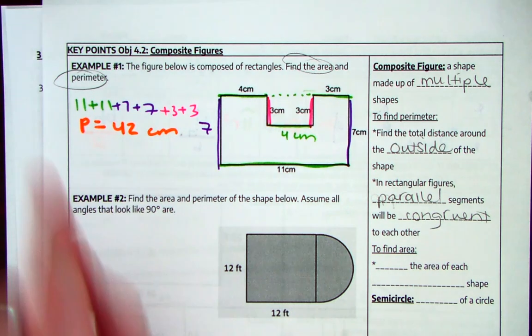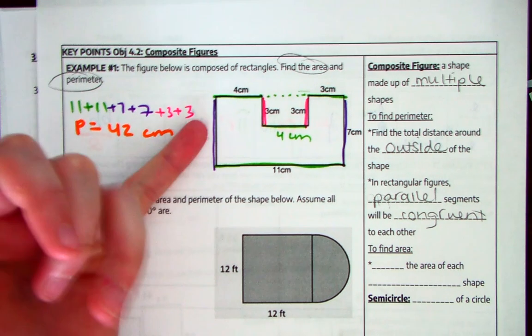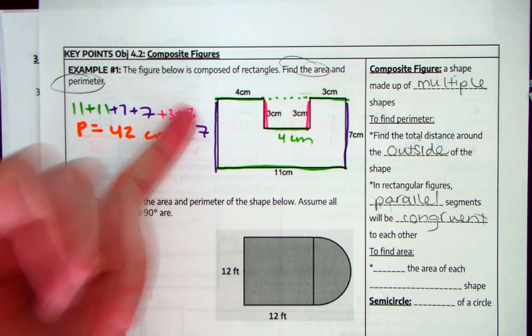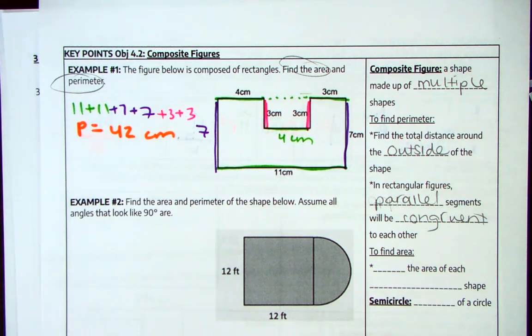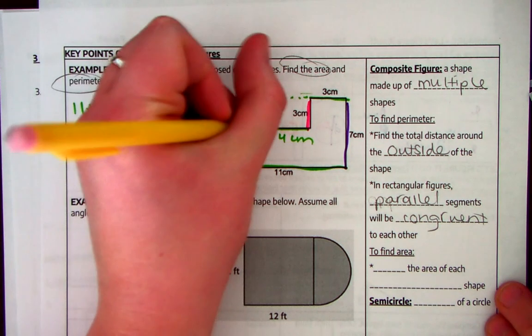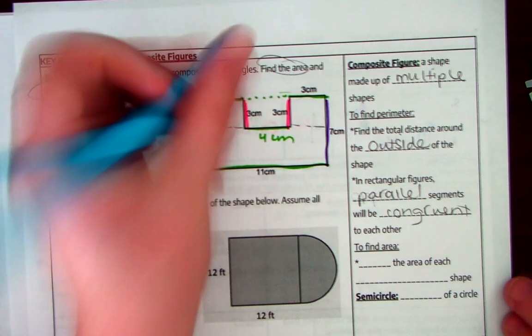Okay. Now to find the area. I can't just do length times width because this isn't a full rectangle. So I'm going to have to break this into rectangles, and it's up to me to decide how I want to do that. I'm going to show you this one. So if I break this and this like this, here, let me do these lines.